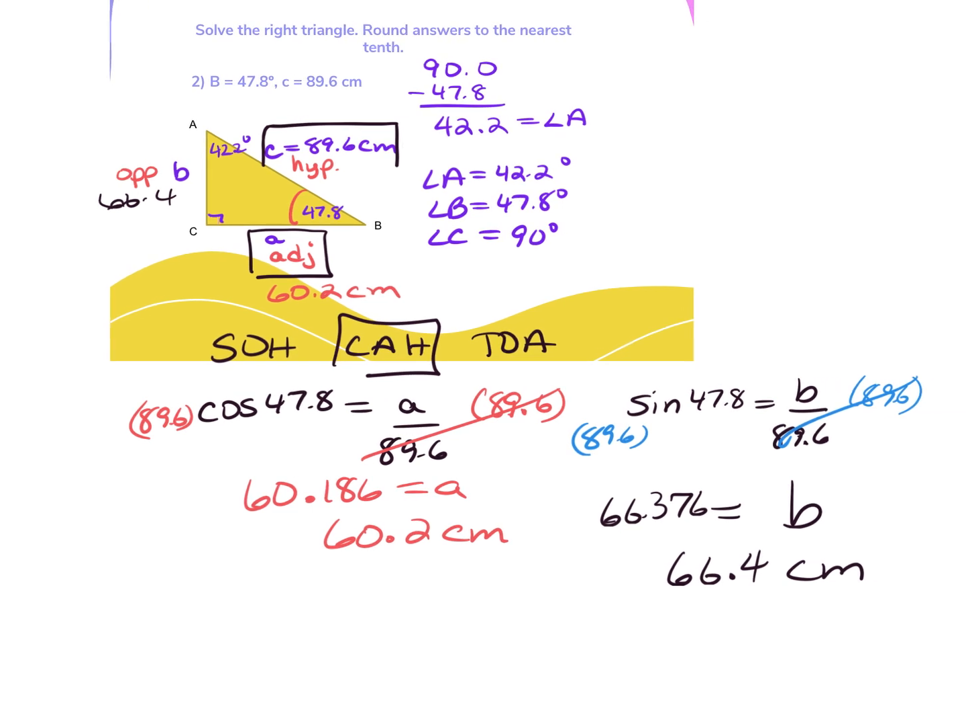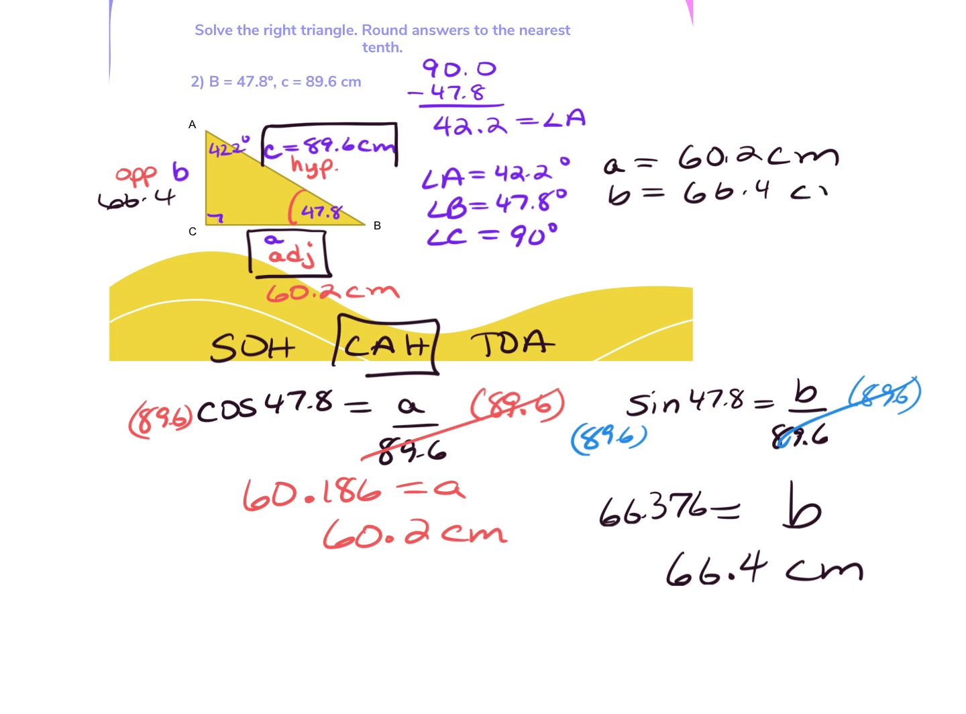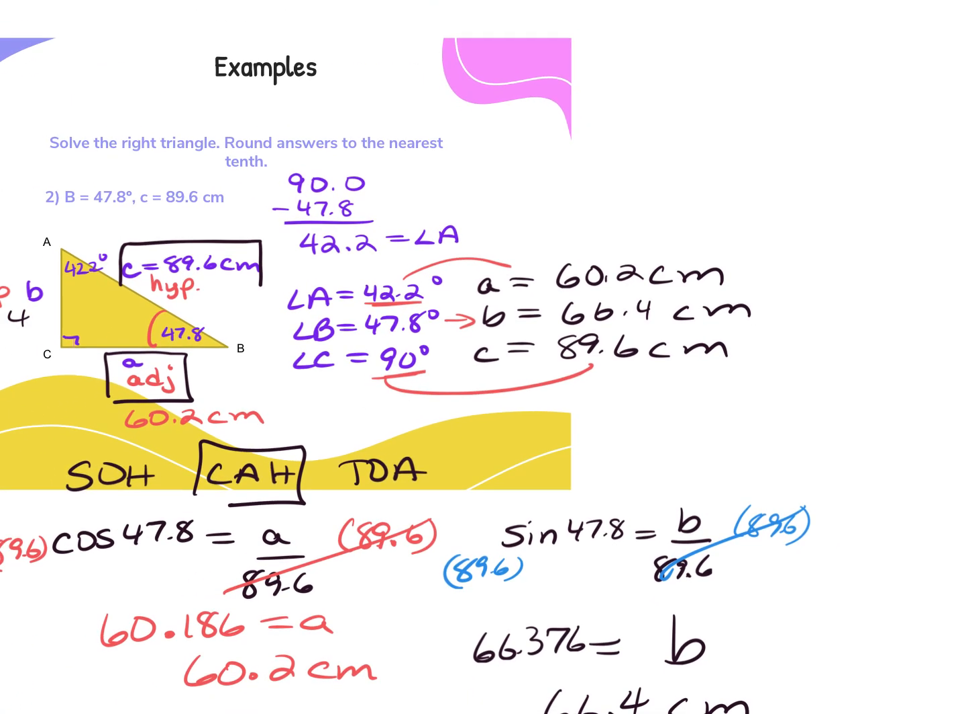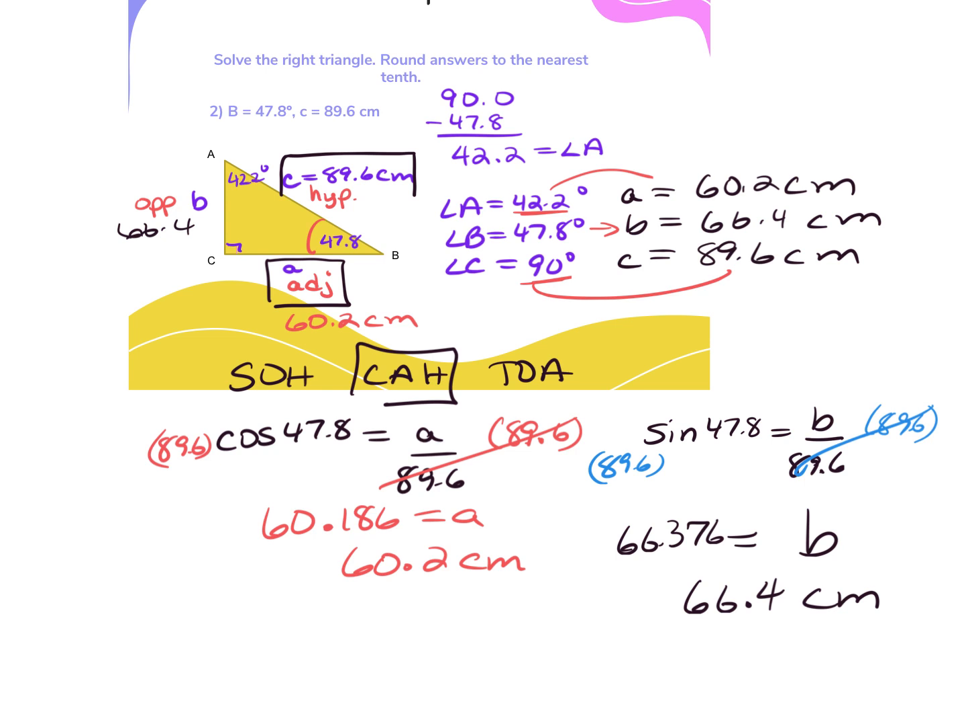And when you go to do these, so let's say I put little a over here, that was the 60.2 centimeters. Little b was the 66.4 centimeters, and the hypotenuse was given to me. So if you look at these, they make sense because this is the smallest angle and it's across from the smallest side. This is the biggest angle, it's across from the biggest side. And then the medium size angle across from the middle size side. So once you do this, see if it makes sense.